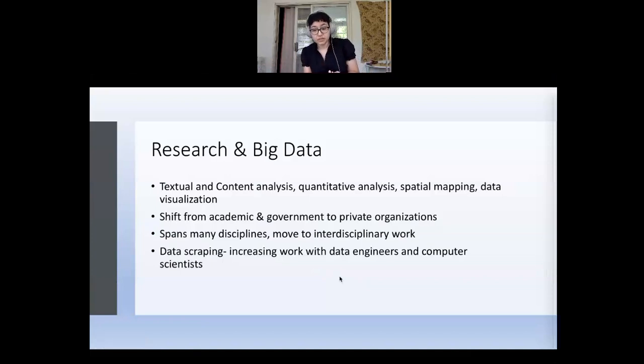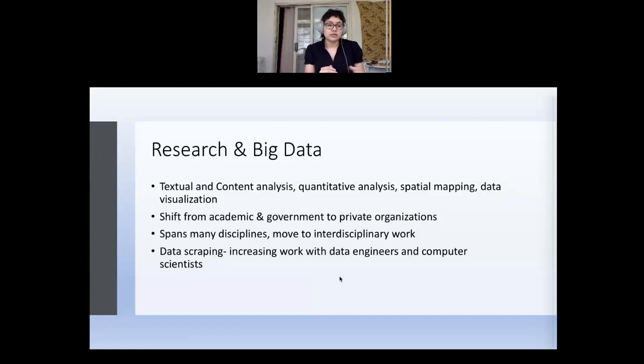So this presents a lot of opportunities for researchers, and then a lot of pitfalls too. Oftentimes people think more data just means that we're going to be better at research, but that's not necessarily true. And like I said, because of the variety, which was one of the 3 V's of the data, there are so many different ways that you can analyze the data. You can do qualitative analysis, you can do textual and content analysis like we talked about, you can do spatial mapping, data visualization.